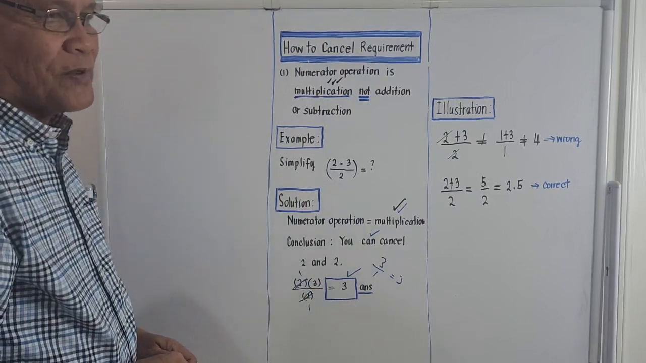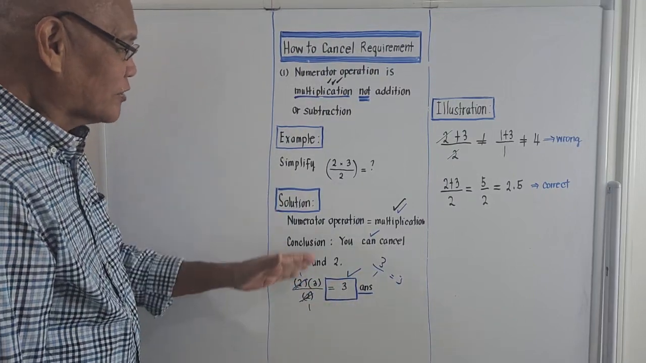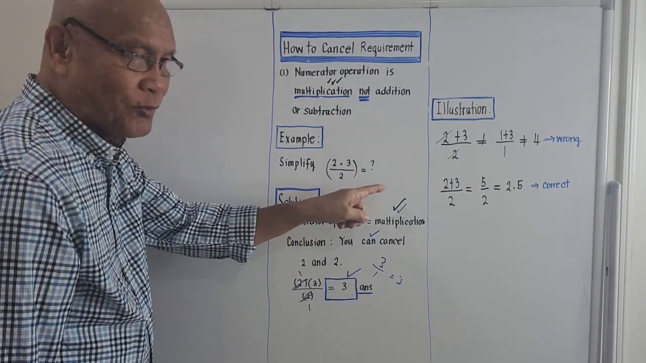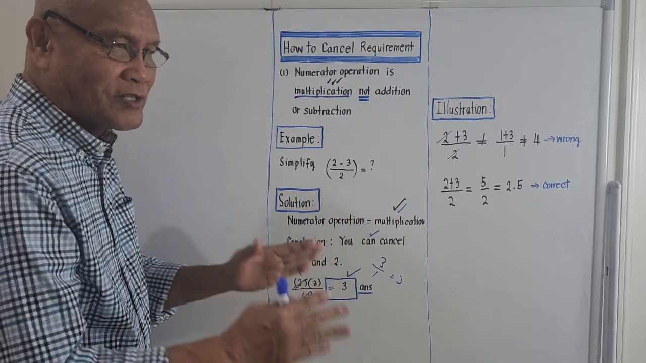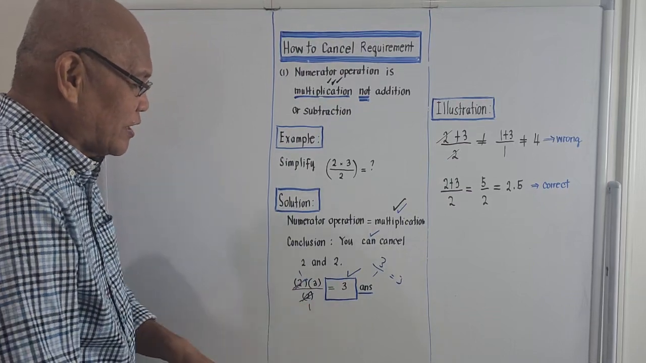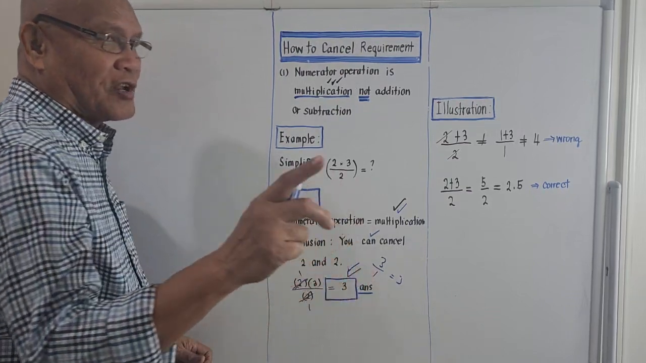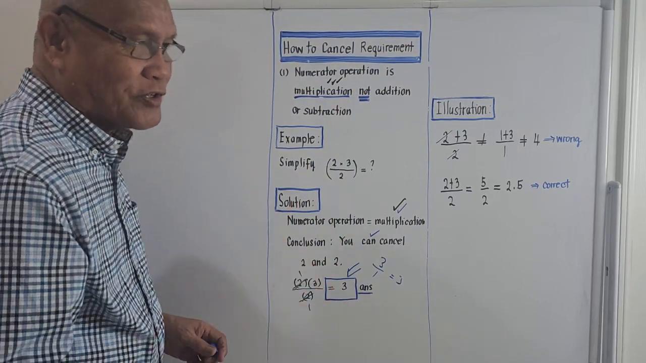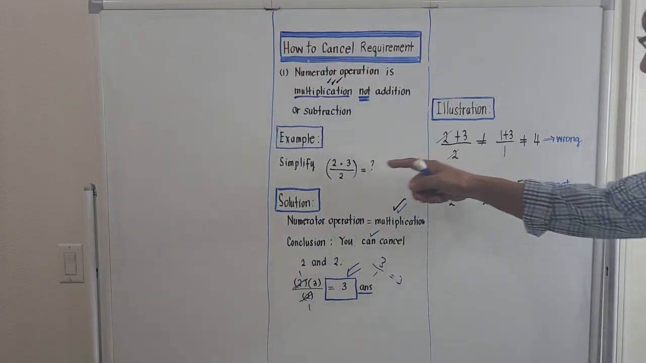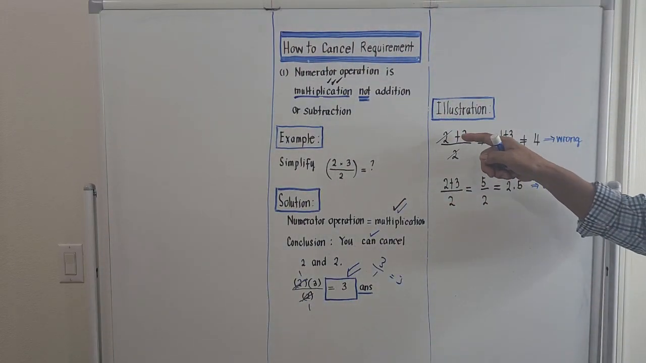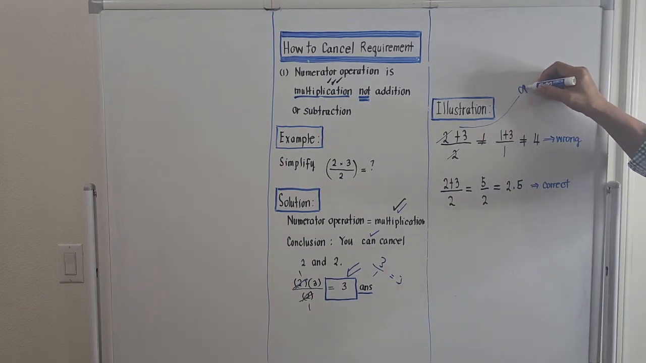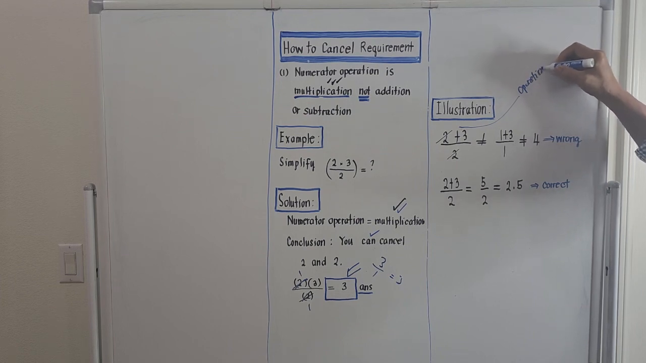What's the problem over here? There's no problem because we ask ourselves, is the operation on the numerator multiplication? It is multiplication. So we can now cancel similar terms for both the numerator and denominator. What comes out is the answer is 3. Let's try to bring out the wrong concept on how to make cancellations. Supposing the operation on the numerator is addition. That's the operation.